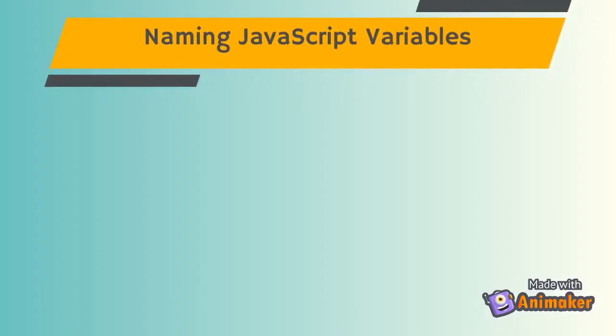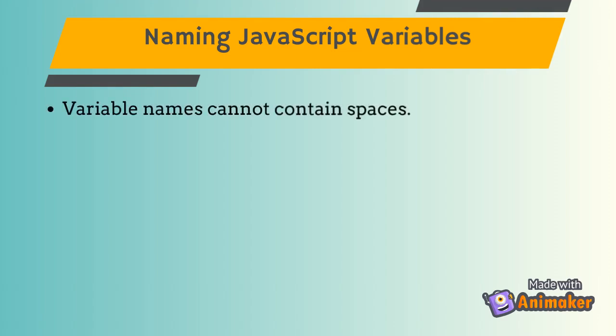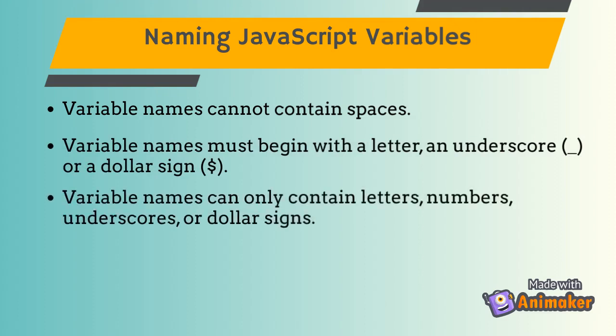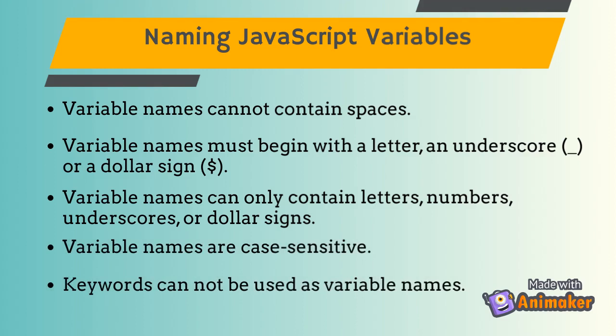Just one last thing. Moving back to naming our variables, there are rules involved. It goes something like this. Your variable names cannot contain spaces. They must begin with a letter, an underscore, or a dollar sign. Variable names can only contain letters, numbers, underscores, or dollar signs, no other random sign. And they are case sensitive, and also you cannot use keywords as variable names.